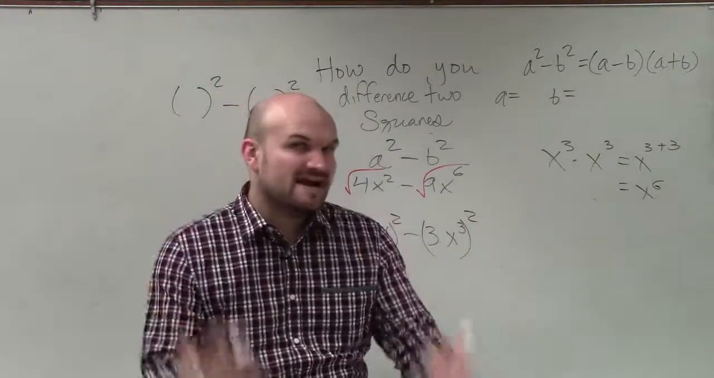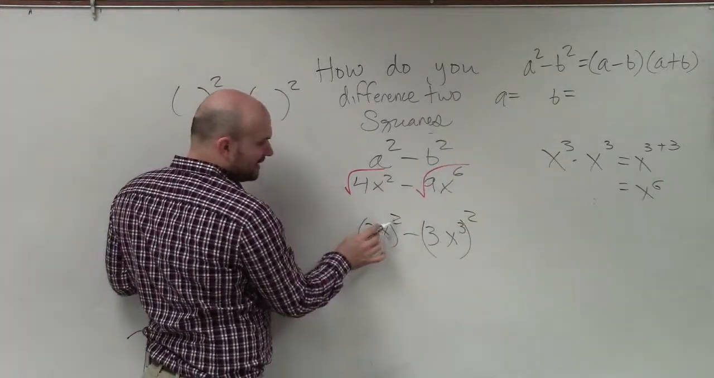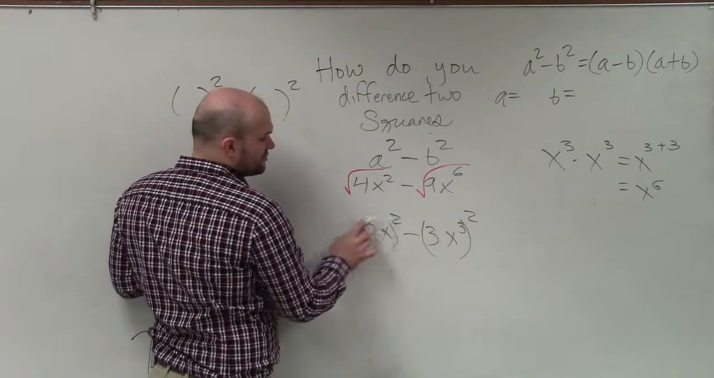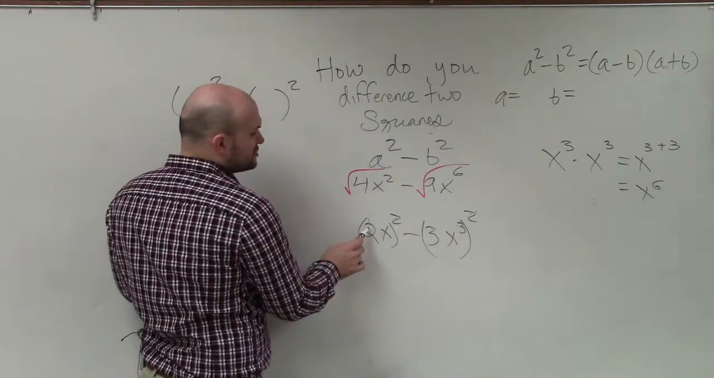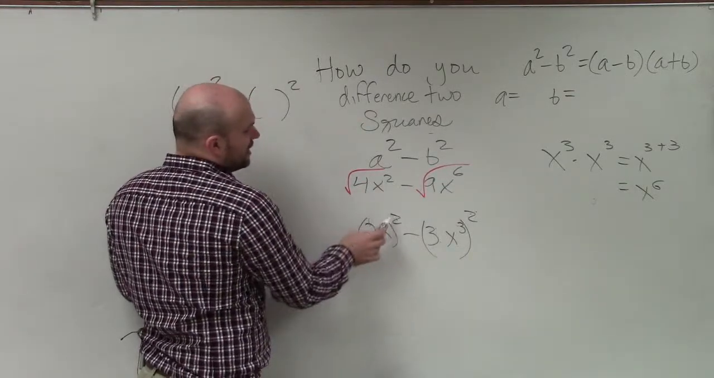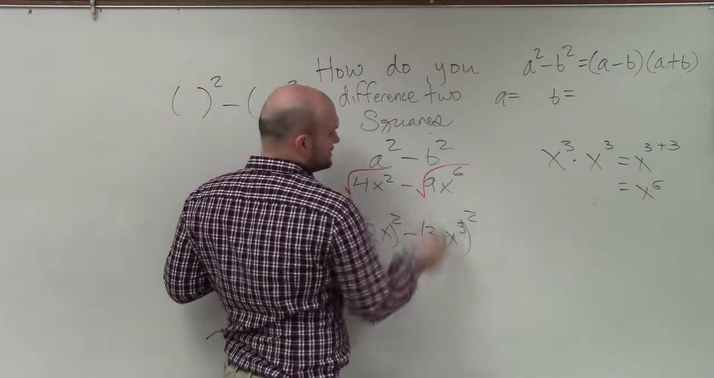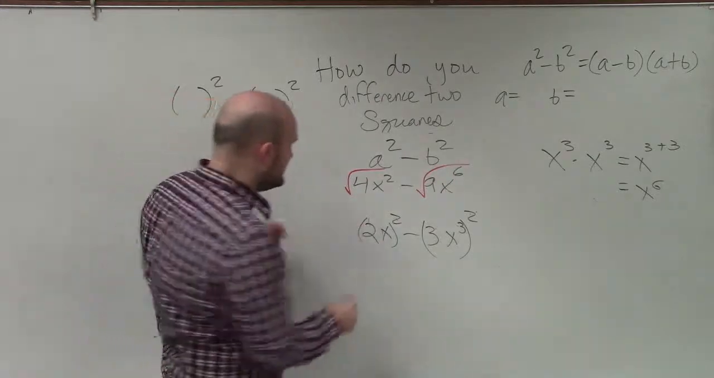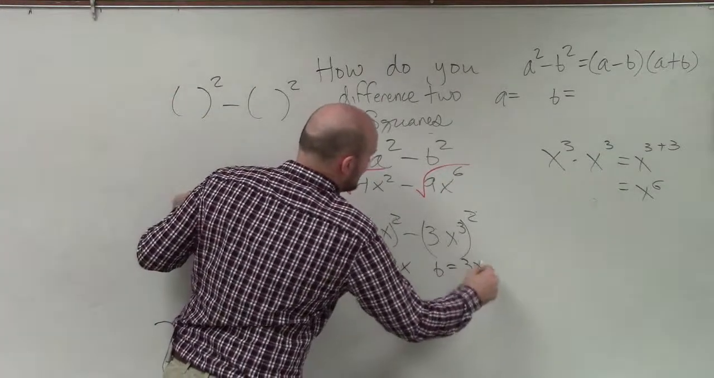Now let's verify that these are squared terms. Remember, when you're squaring a term, the squaring distributes to both of our terms, as long as they're separated by multiplication. 2 squared is 4. x squared is x squared. 3 squared is 9. And x cubed to the 2nd is x to the 6th. There we go. So now we know our a and our b. Our a is 2x, and our b is 3x cubed.